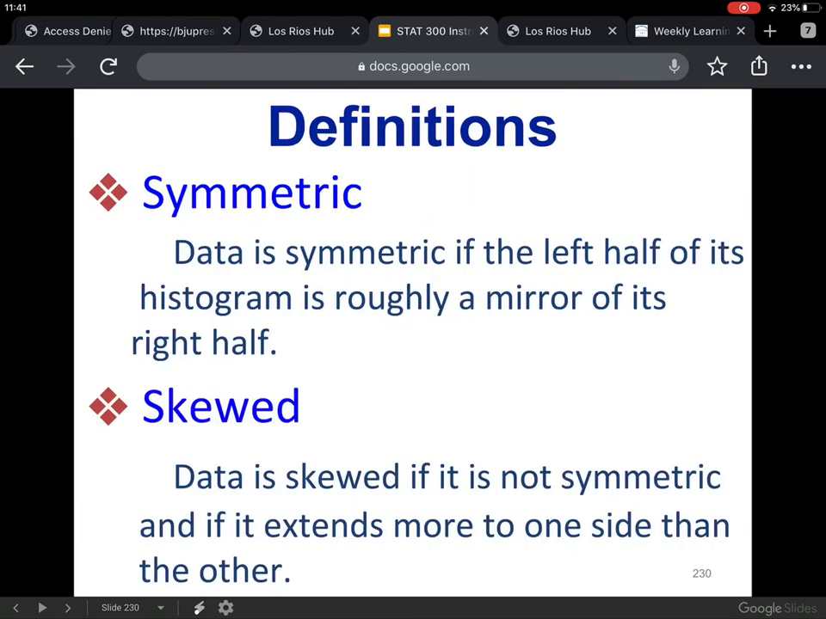I need to expose you guys to some vocabulary and connect now the mean, median, mode to a distribution, to a shape of the graph. So we have symmetric and skewed. Data is symmetric if the left half of its histogram is roughly a mirror image of the right half. And it's skewed if it is not symmetric, if it extends more to one side than the other.